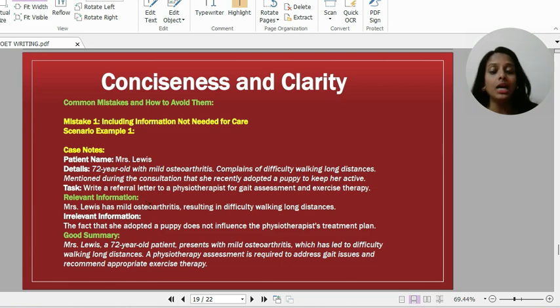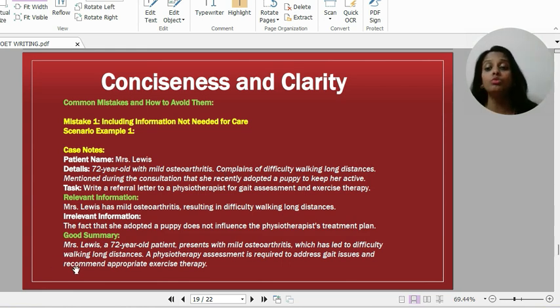Mrs. Lewis has mild osteoarthritis, resulting in difficulty walking long distances. And when it comes to identifying the irrelevant information in the case notes, the fact that she adopted a puppy does not influence the physiotherapist's treatment plan, right? So, no need to include that. By excluding the detail about the puppy, the summary focuses on the relevant medical issue and the purpose of the referral, making it very concise and relevant to the physiotherapist's role.